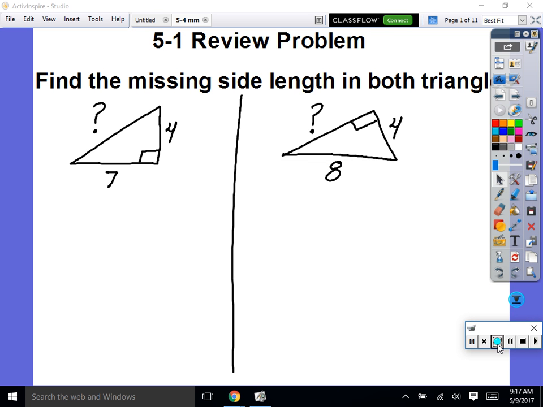Okay, what I want you to do is grab a marker and then write on your desk. Before we can do today's lesson, we've got to make sure that you can do all the stuff we've learned this unit. So answer these 5-1 review problems. If you can't do these, you're in trouble. They're Pythagorean theorems. Okay, ready, set, go. Do both of them. Go, go, go.